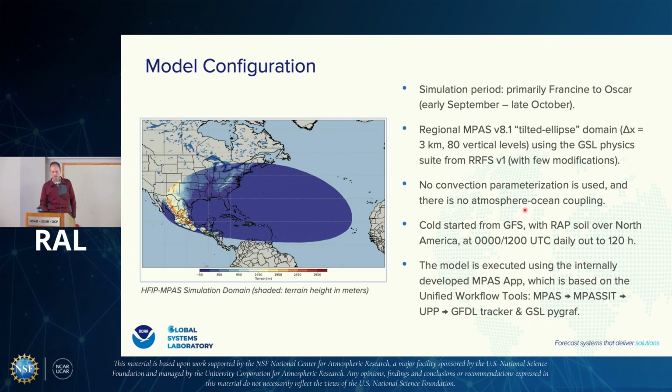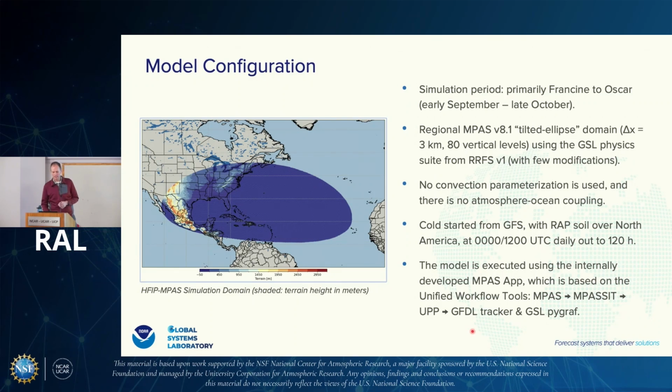Importantly, we have no atmosphere-ocean coupling. This is just atmosphere only with static initial SSTs. Cold started from GFS, so we're not yet doing our own data assimilation. Our team internally at GSL is working with JEDI, another effort with which NCAR is heavily involved in, to be able to stand up real-time data assimilation. And it looks like that'll be Q1 of 2025 that we'll be able to implement that. We're doing this twice daily, 0 and 12 UTC, out to 5 days.